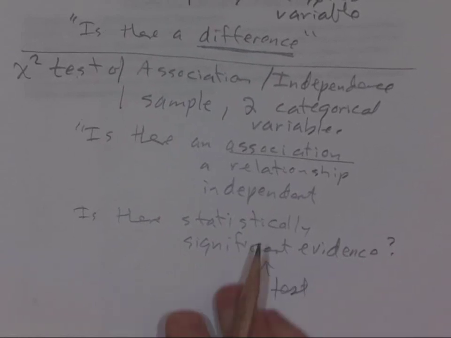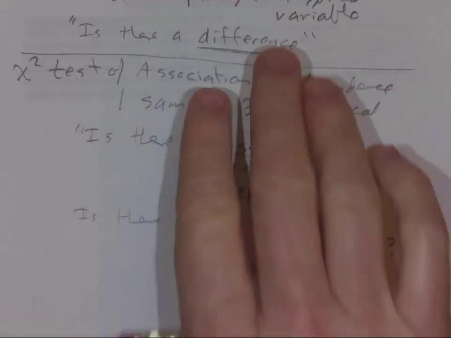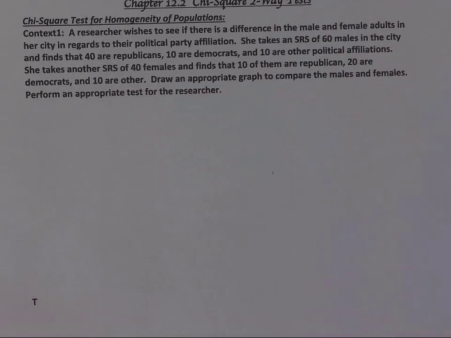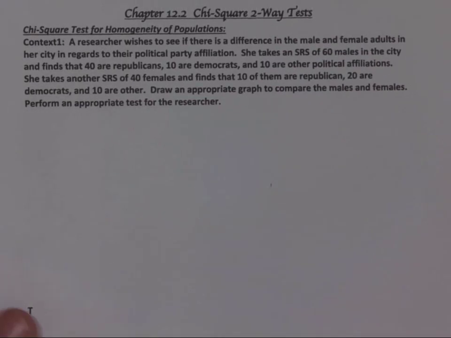And when you're dealing with categorical data, it means do a chi-squared. Now, we've had categorical data earlier in the year in regards to proportions. And we'll talk about that in another video. But anyway, this is what we're doing today. So let's look at this particular problem.